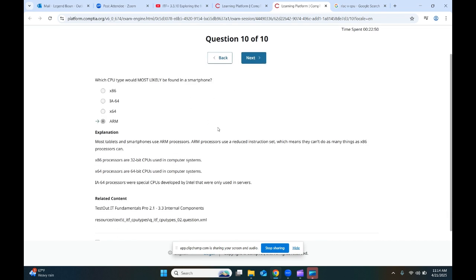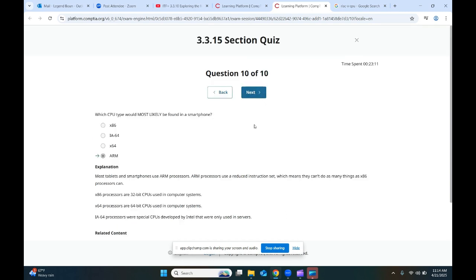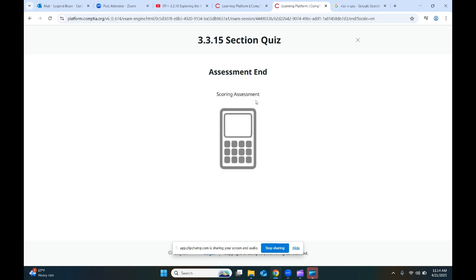Yes, ARM. ARM processors use a reduced instruction set, which means they can't do as many things as x86 can. x86 are 32-bit, x64 are 64-bit, and IA64 processors are special CPUs only used in servers. That's interesting. Let's go ahead and score it.